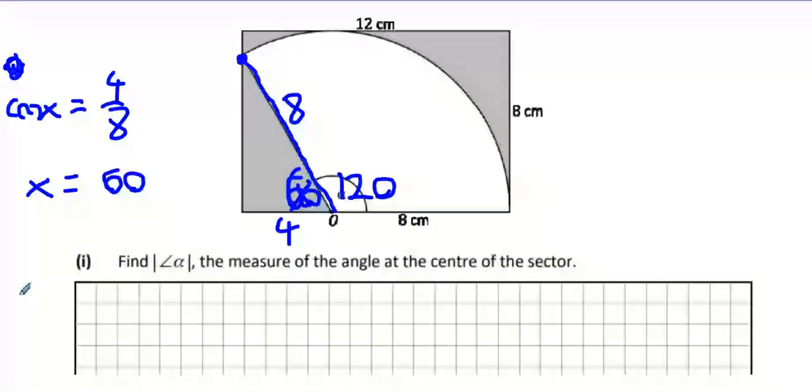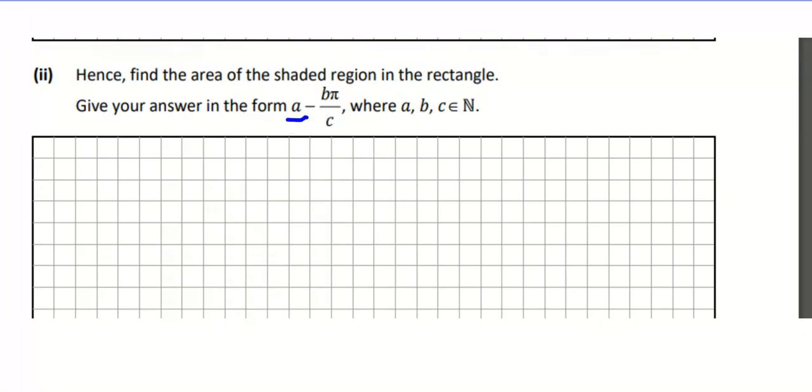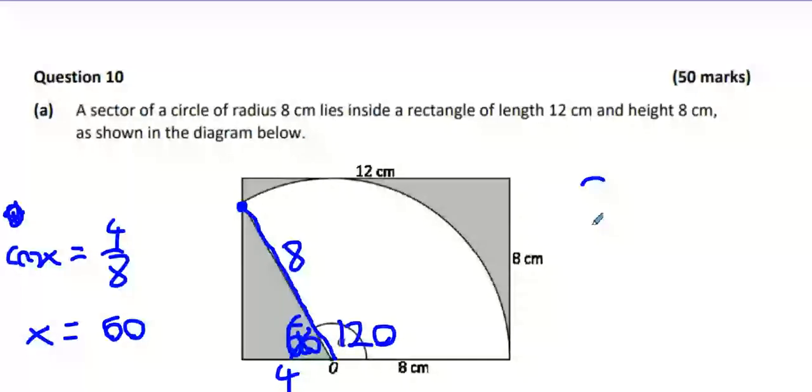Okay. Next one. And most people got that wrong. Very rare people got that right, actually. Now, next thing. Find the area of the shaded region in the rectangle. Well, A is the rectangle. What's the rectangle? The rectangle is 8 multiplied by 12.